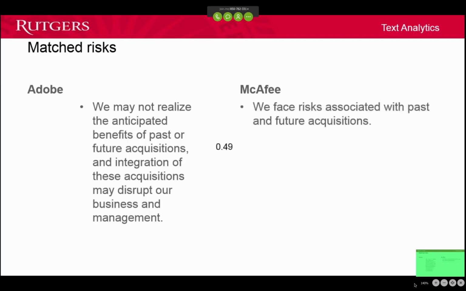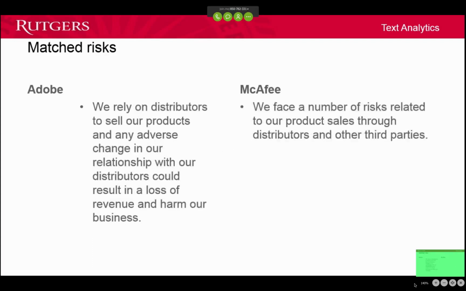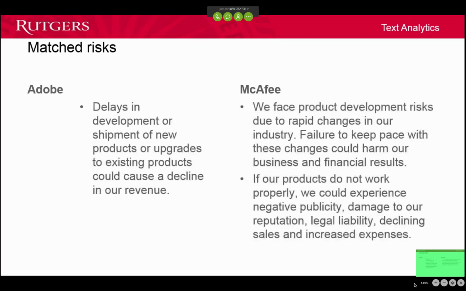Here's another one. And the matching score keeps getting lower because there are fewer important terms that match, but the risks still mean almost the exact same thing, right? So risks related to distributors and... okay. So yeah, I was pretty happy with the results here.